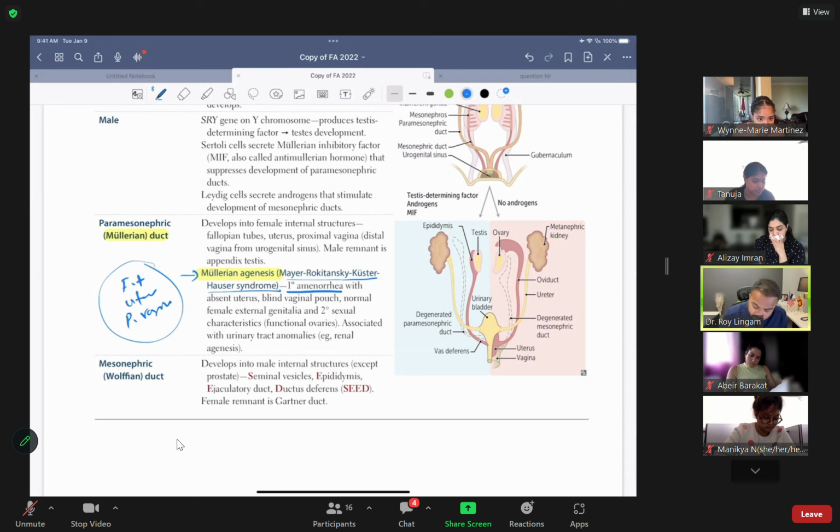Look at this. Absent uterus, blind vaginal pouch, and then they have normal female external genitalia. They don't have a problem with that. Okay, and also secondary sexual characteristics. We're going to talk about that in a moment. But you guys understand Mullerian agenesis. Is that clear, folks? That's one of the high-yield topics. You need to know exactly what Mullerian agenesis is, folks.